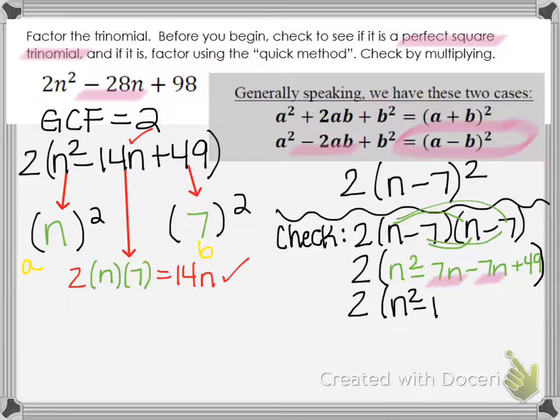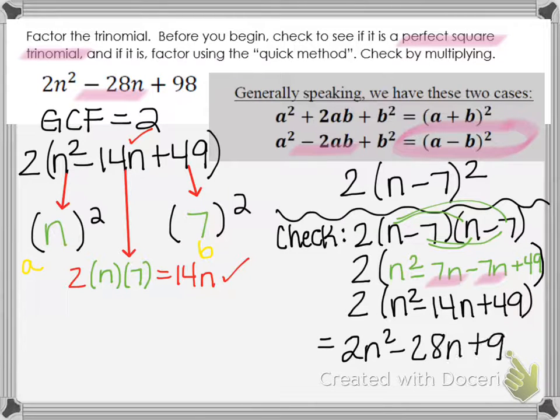And now you'll notice when I combine the like terms in the middle, I get the n squared minus 14n plus 49, because I get the two 7n's, the minus 7n minus 7n, that's the double. And now if I distribute the GCF of 2, look at that. I get back to my original answer. So I know that 2 times the quantity n minus 7 squared is my final answer.